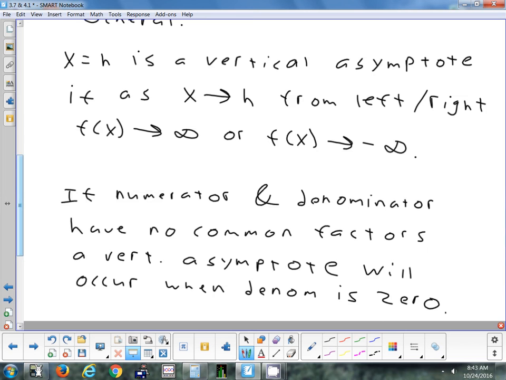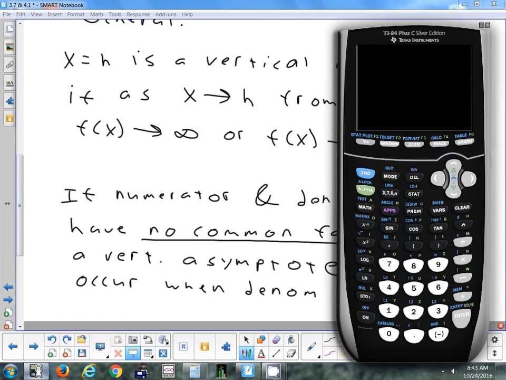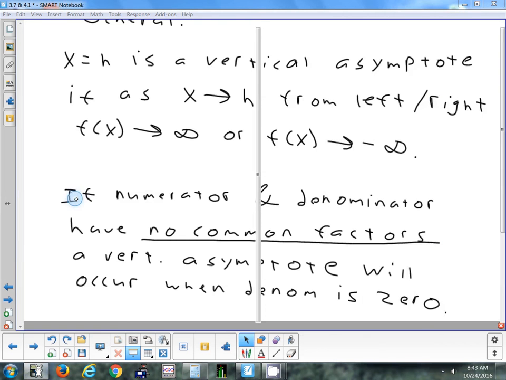And the way you know if it's a hole versus an asymptote is right there. If the numerator and denominator do not have any common factors, then you get vertical asymptotes when you find the roots of the denominator. But if the numerator and denominator do have a common factor, that's when you get a hole in the graph. And let me show you.